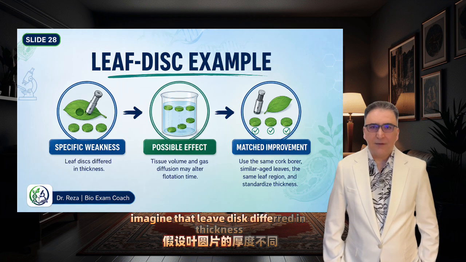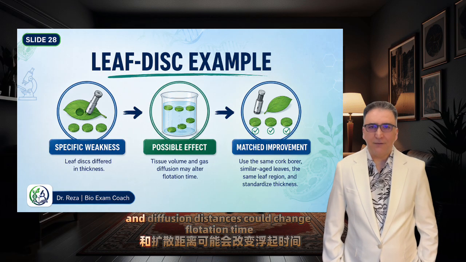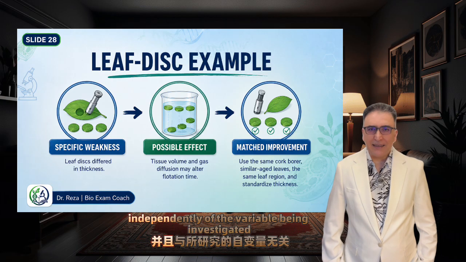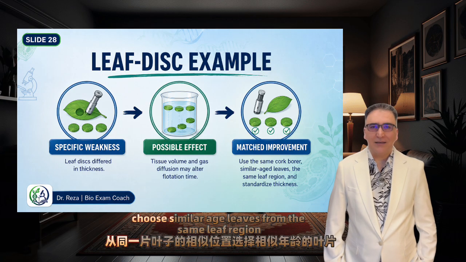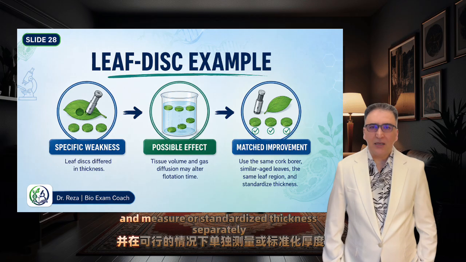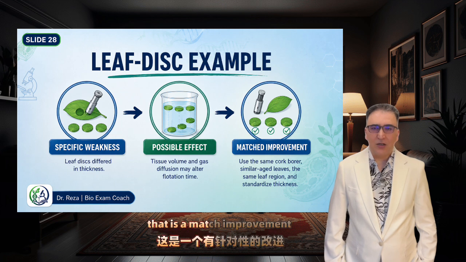For example, imagine that leaf discs differed in thickness. Different tissue volumes and diffusion distances could change flotation time independently of the variable being investigated. Use the same cork borer to standardize diameter, choose similar aged leaves from the same leaf region, and measure or standardize thickness separately where practical. That is a matched improvement.